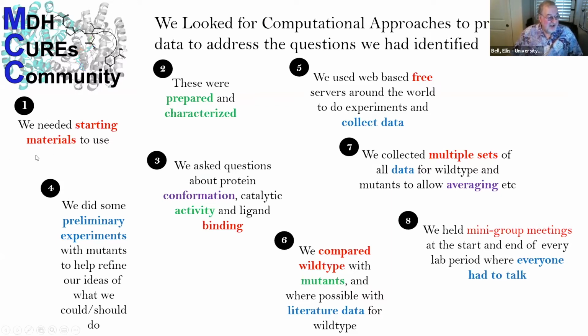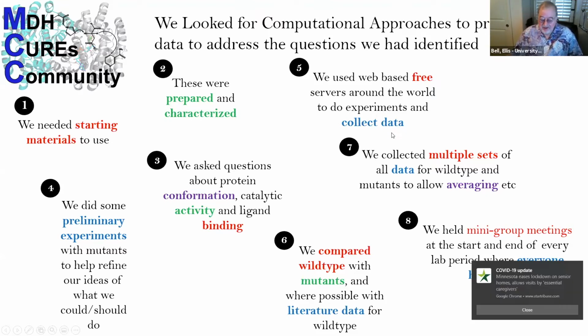We needed starting materials. We needed to prepare the starting materials and characterize the starting materials. We needed to talk about how the questions that we'd started in the wet lab phase translated into the virtual world. Then we did some preliminary experiments with some mutants to help refine our ideas. And all of this was done using free web-based servers around the world. And we collected lots and lots of data from that point on. And I'll go into a little bit of detail as we go through this presentation.